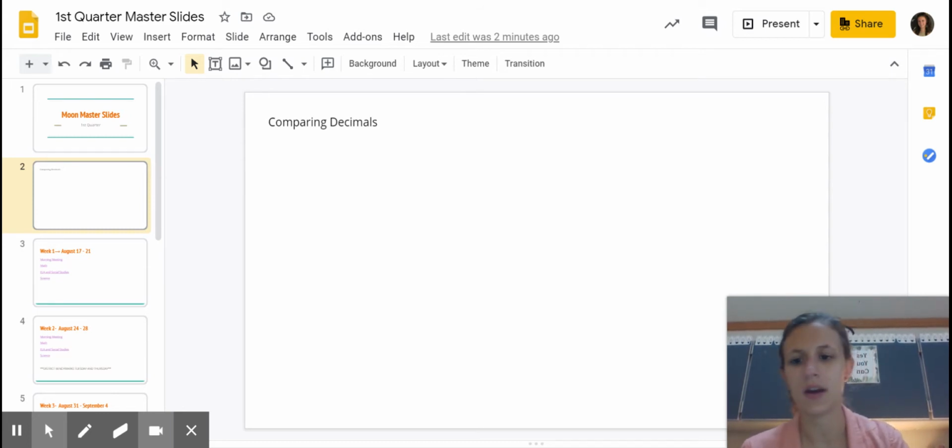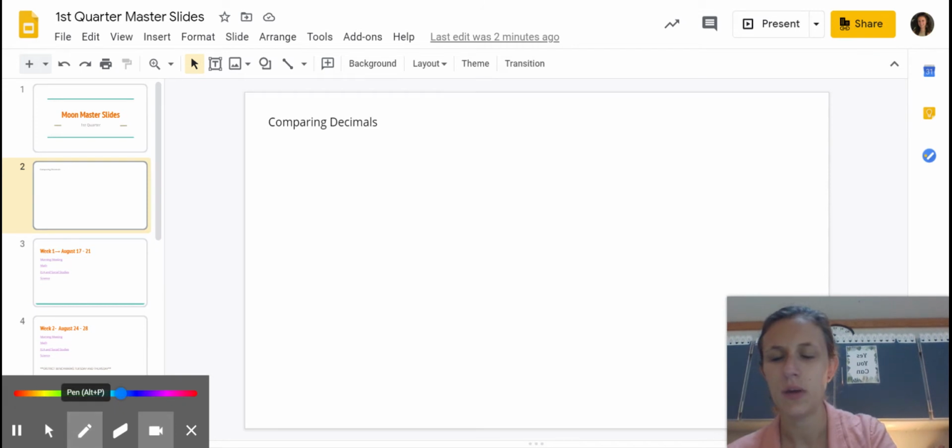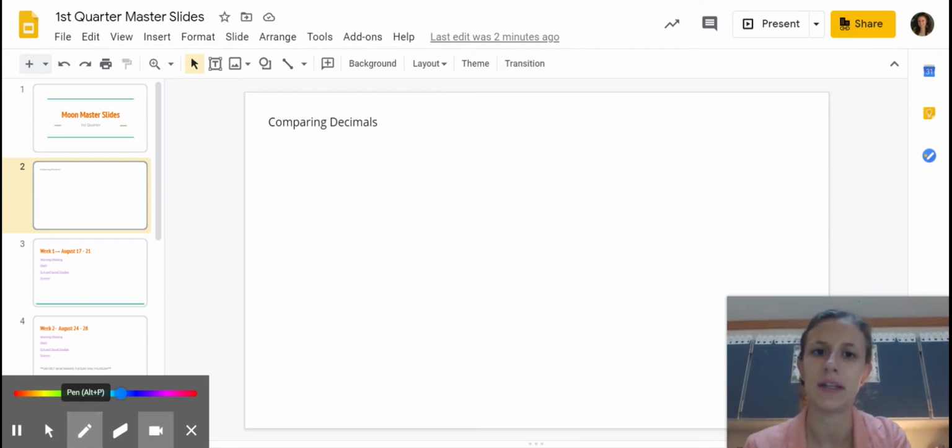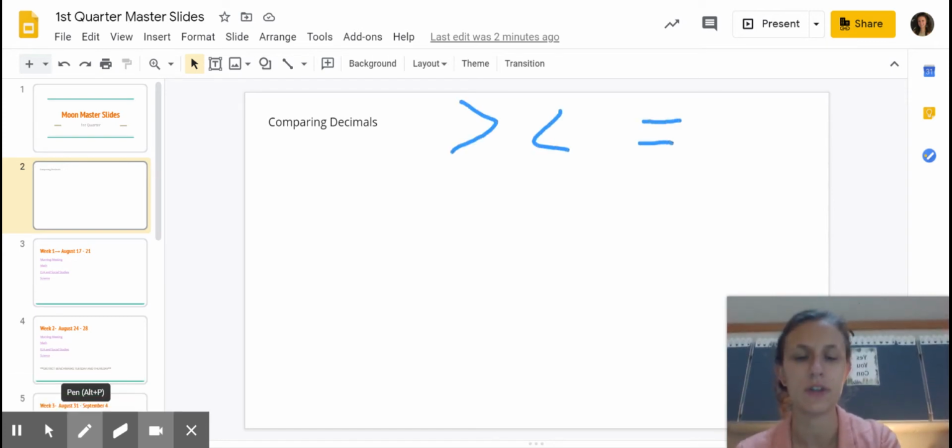All right, so here we are at comparing some decimals. We know that comparing means that I'm going to determine which value is greater, and I can use my greater than, less than, or equal to signs to display those relationships.